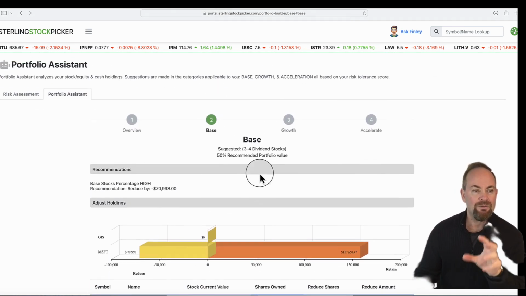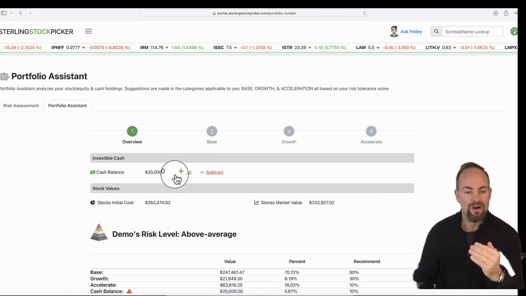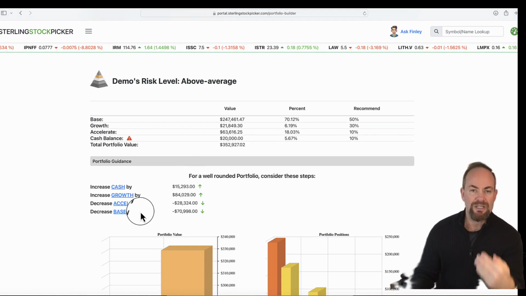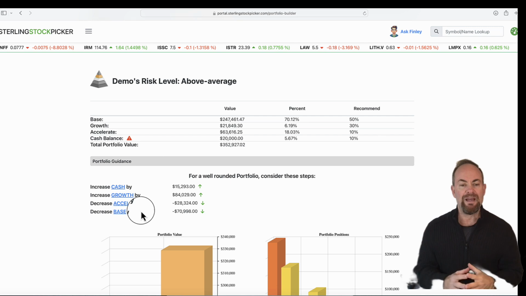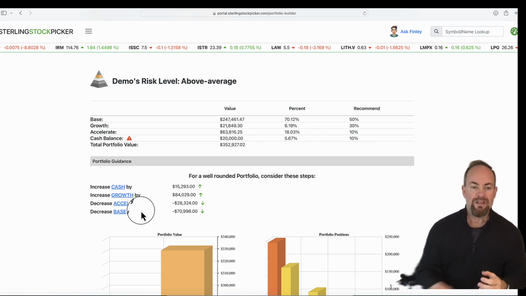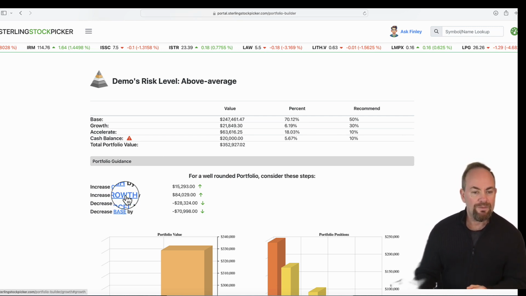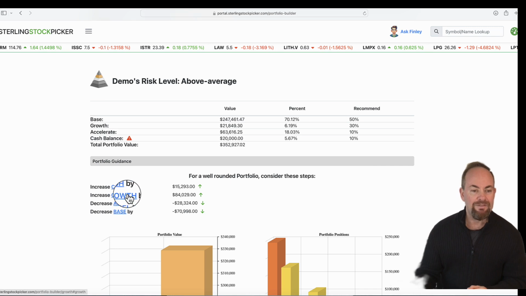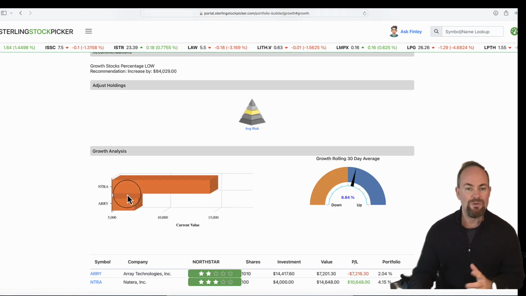So that's the reduction, what we are recommending for you to reduce or decrease. Now let's talk about the increase category. As you can see, the growth says increase that by 84,000. Okay, how do we do that?